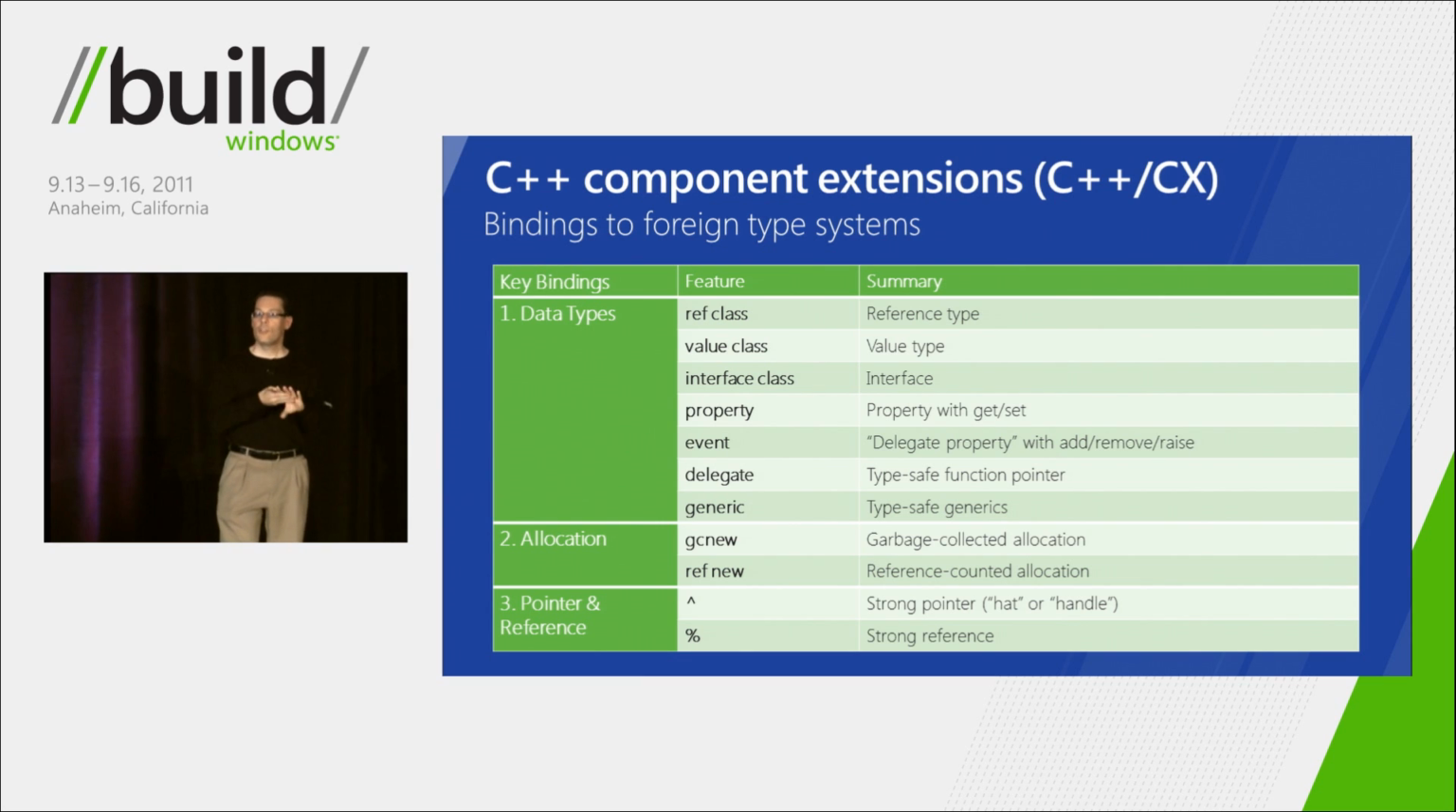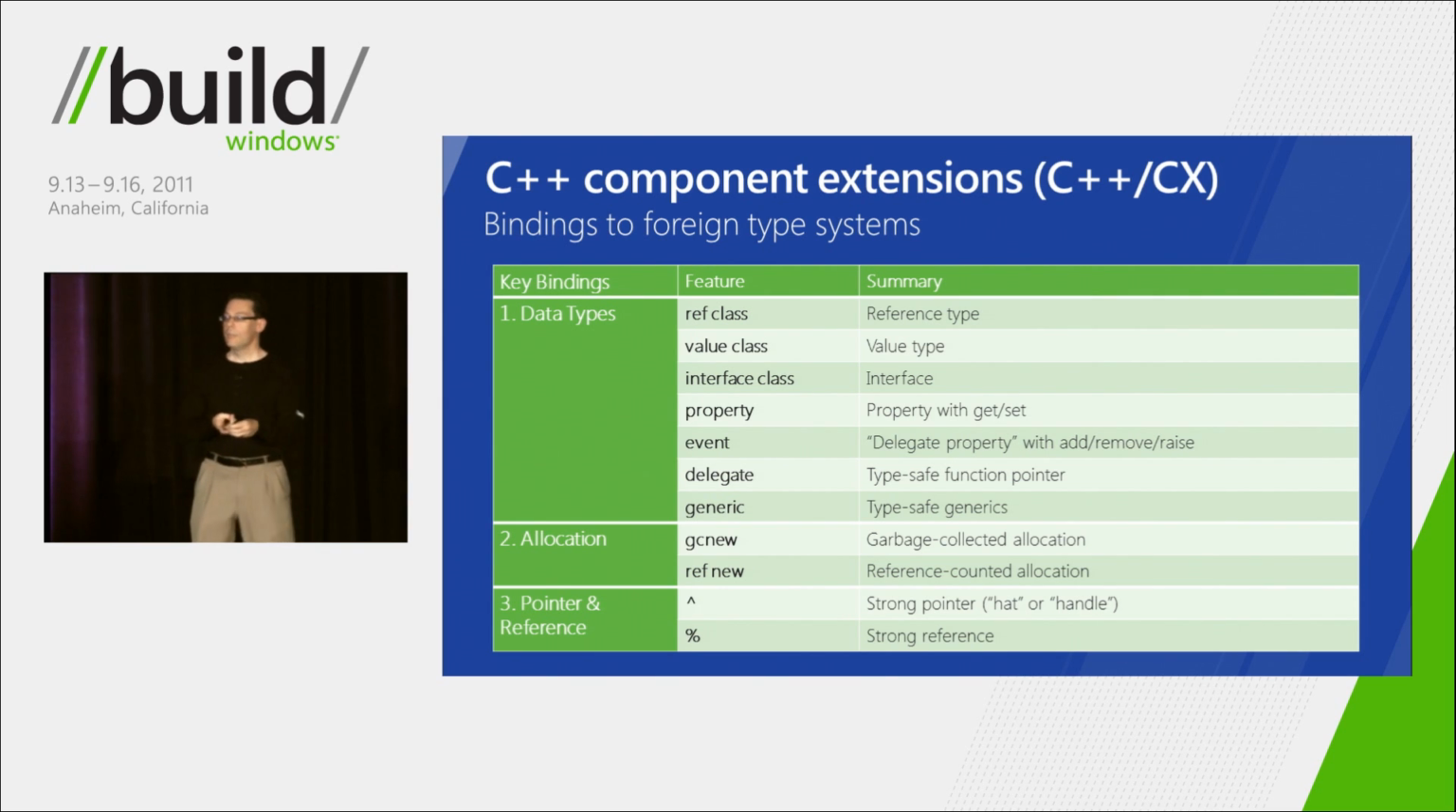And it turns out there are 3 things you need to bind to when you're going to bind to a foreign type system, a foreign object system. One of those is the data types. So WinRT knows about reference types, value types, it knows about interfaces, properties, events, generics. So we've got to surface those. But second, you need to deal with allocation. In particular, it's not just a plain old malloc or new. It's a reference-counted new, a safe one where lifetimes are automatically managed. And you need to deal with talking about those things with a new pointer declarator. So I'm pointing to something that's safe, and I can just stop thinking about it. I never need to delete it.